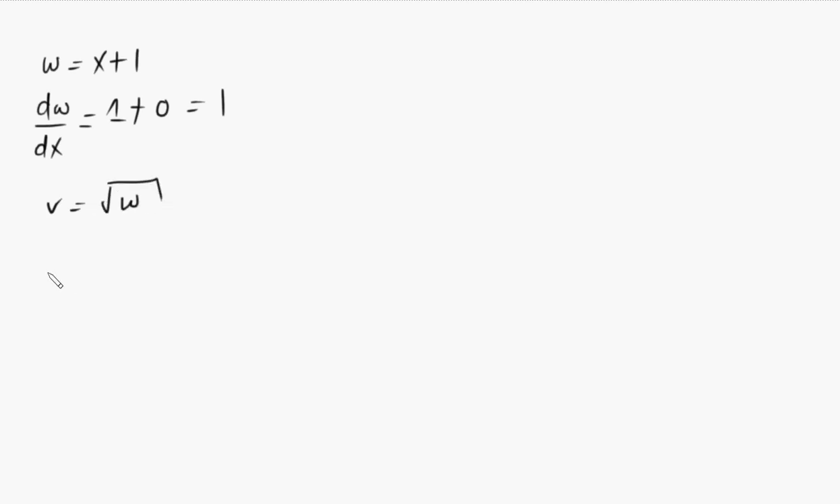From this one, w is equal to x plus 1, so dw/dx: if I differentiate x, I get 1, if I differentiate 1, I get 0. It's just 1. And this v is equal to the square root of w, so dv/dw is its derivative, which you can memorize, but you can also solve it. With w being x plus 1, it is 1 over 2 times the square root of x plus 1.